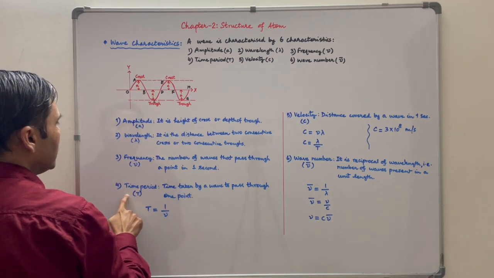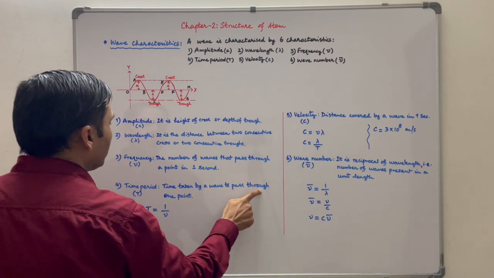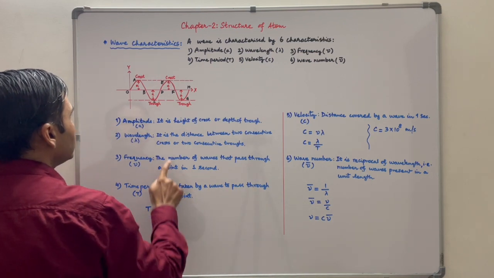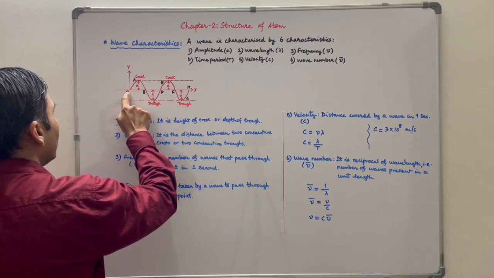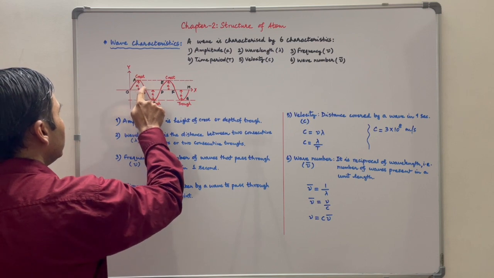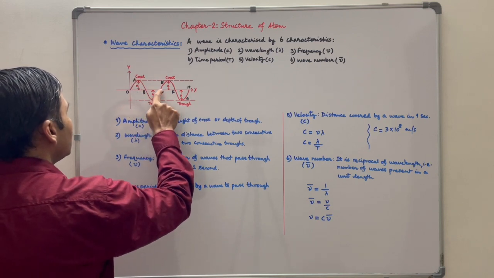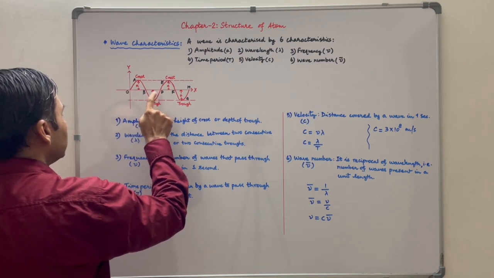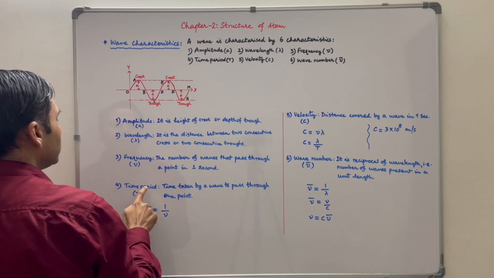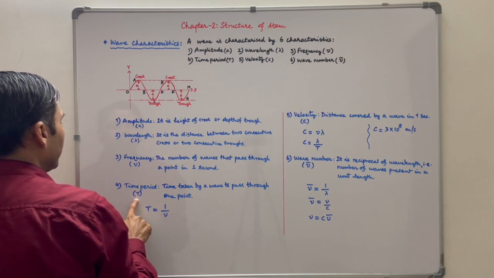Time period. Time taken by a wave to pass through one point. Let's say D is that one point. Wave starts at O. Suppose a particle travels from O to A, then A to B, then B to C, and then C to D. So total time taken by the particle to travel from O to D will be called as time period. It is represented by capital T.